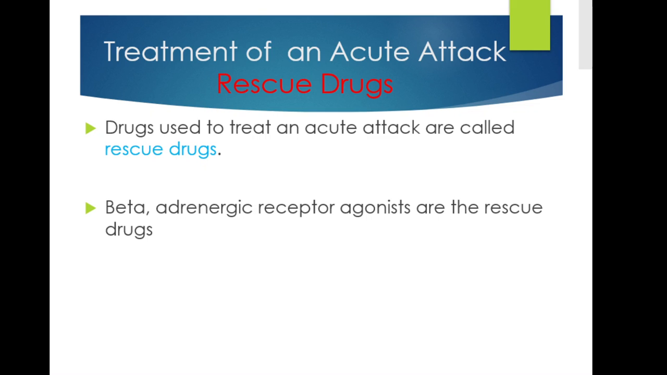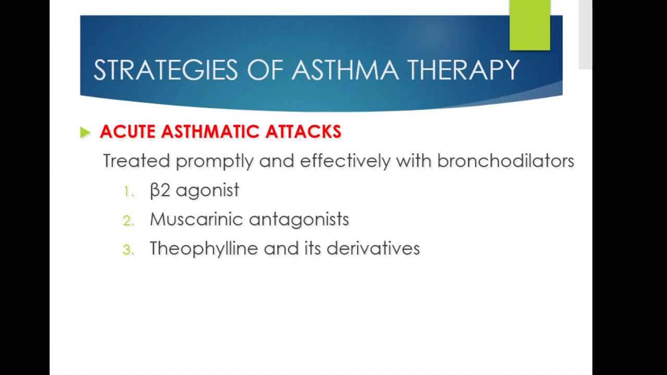The treatment of acute attack is called rescue drugs. Examples are beta adrenergic receptor agonists, which are the rescue drugs that relieve the bronchospasm and cause bronchodilation. Next, strategies of asthma therapy. Acute asthma attack is promptly and effectively treated with beta 2 agonist, muscarinic antagonist, or theophylline and its derivatives.